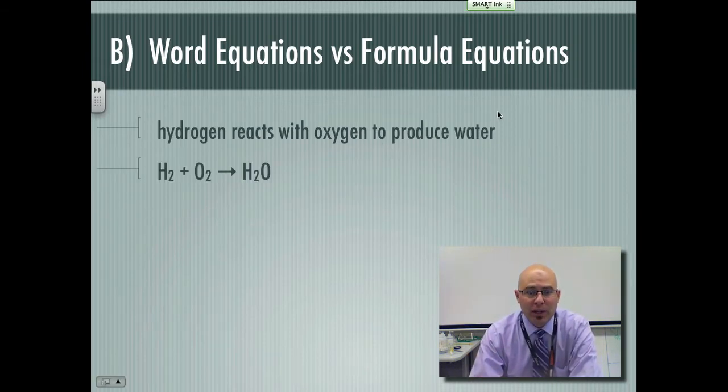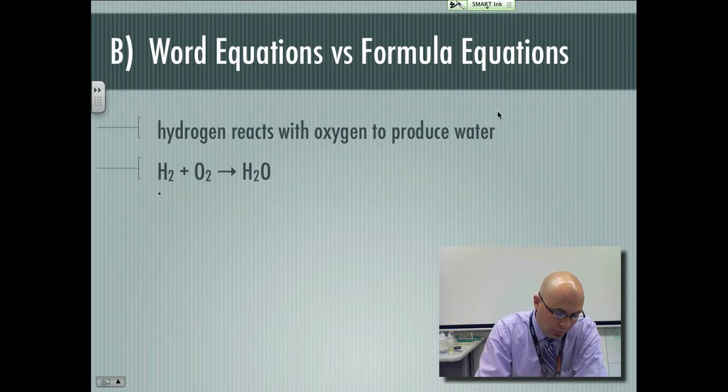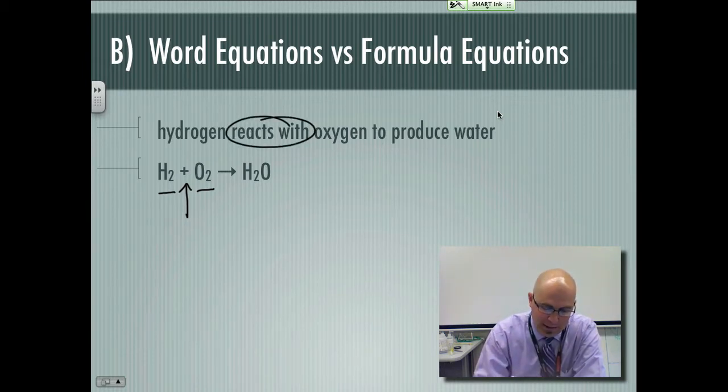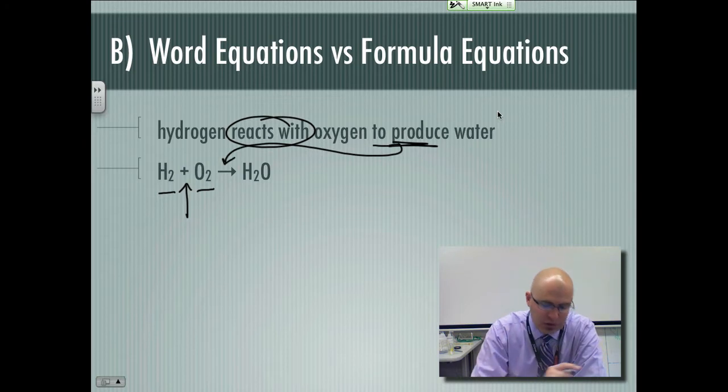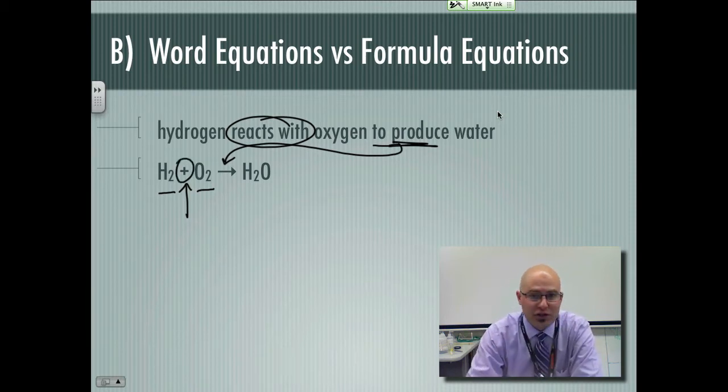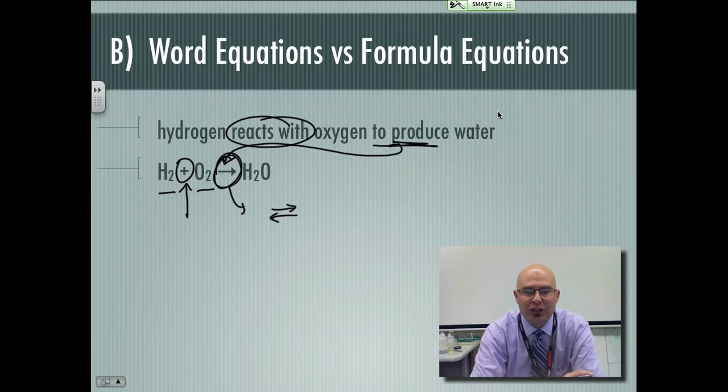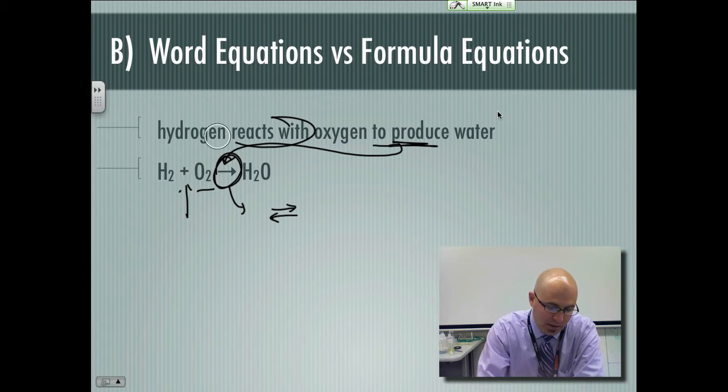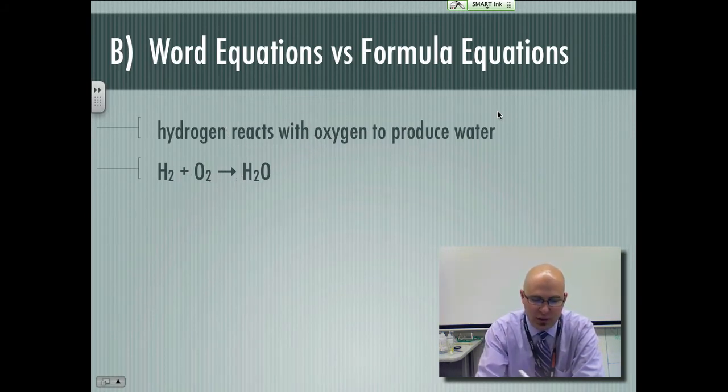Talking about formula equations, here you are. Hydrogen reacts with oxygen. Notice we put a plus sign to show reacts with, and then to produce. In chemistry we use an arrow, we don't use an equal sign. So if we have two or more reactants or products, we use an addition sign, but to produce we use an arrow. You'll see as we move along that sometimes that arrow is written in both directions because all reactions are reversible, but I just put a single arrow. So there's a formula equation.